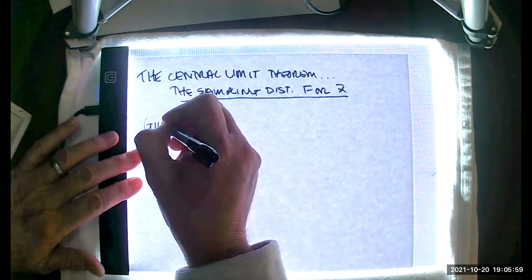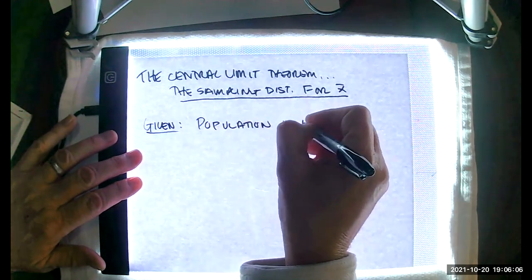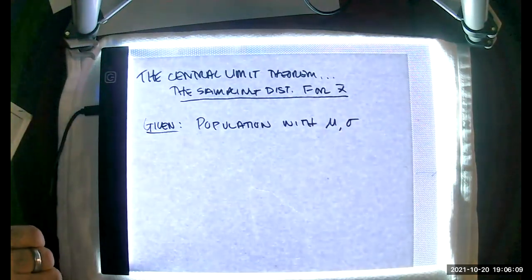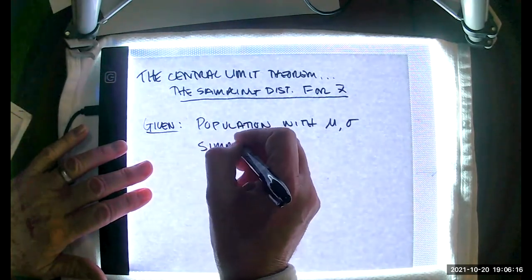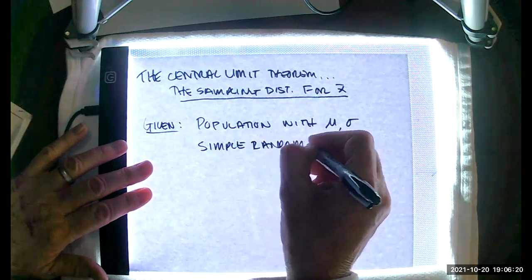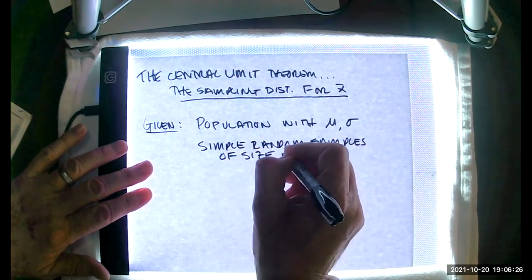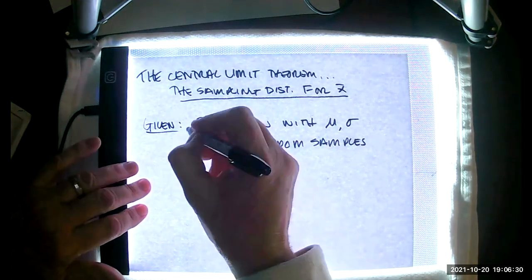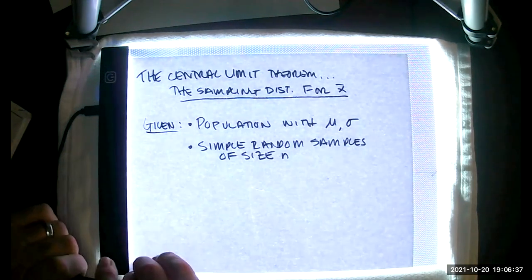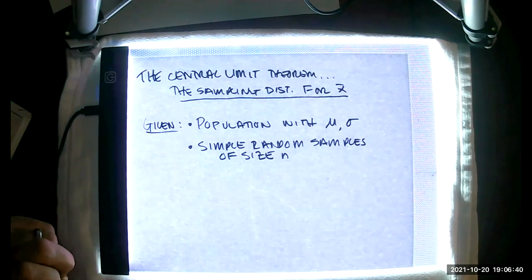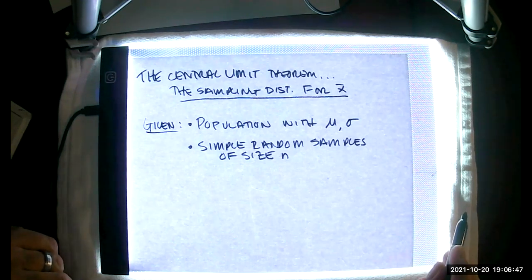There are a couple of given requirements. We have a population with a mean and a standard deviation. And we have simple random samples of size n. All right, so there's two requirements. Now, part of the issue with the central limit theorem is that it's really broken into two pieces.